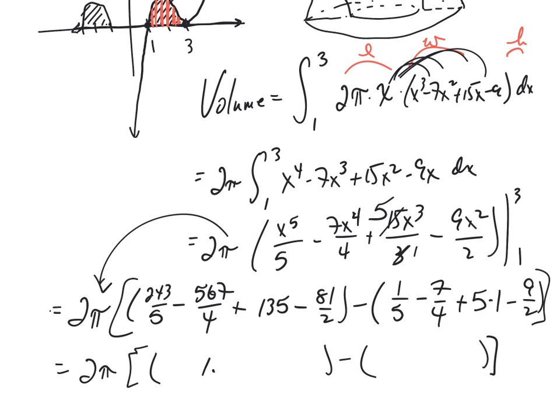So this first one turns out to be 1.35. The second one is 1/5 minus 7 fourths plus 5 minus 9 halves. And if I punched it in okay there, again, feel free to double check me. I believe I got negative 1.05.